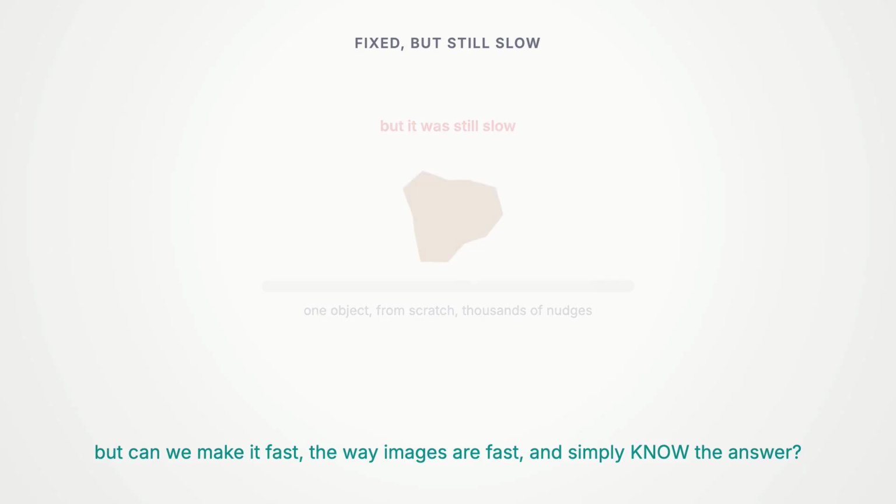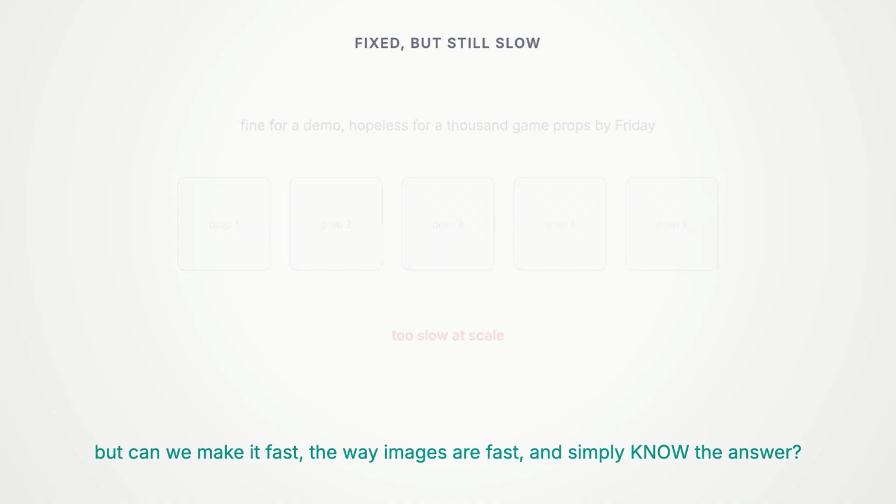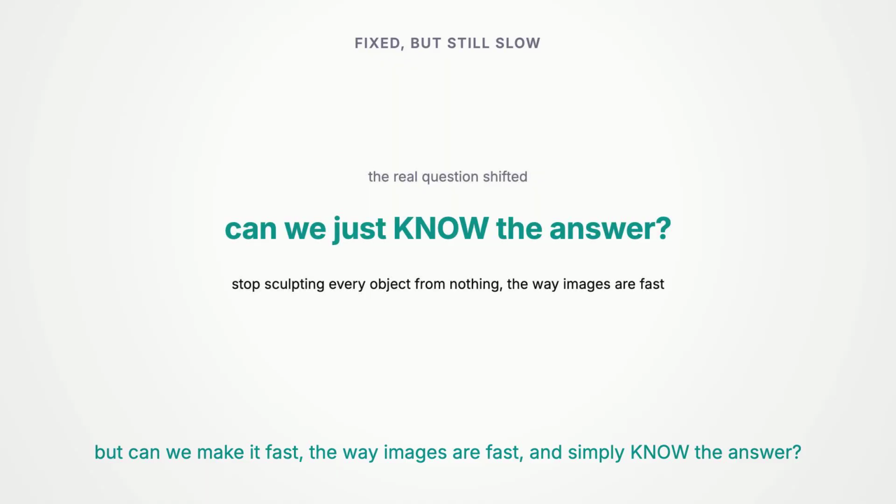Score distillation was still slow. It sculpts one object at a time from scratch, nudge by nudge, thousands of tiny corrections each. A single clean model could take many minutes of patient optimization, sometimes far longer. You are not so much generating a chair as growing one. Fine for a research demo. Hopeless if you need 1,000 props for a game by Friday. So the real question shifted. Not, can we make a 3D object at all? We clearly could. But can we make it fast, the way images are fast? Can we stop sculpting every object from nothing and simply know the answer?